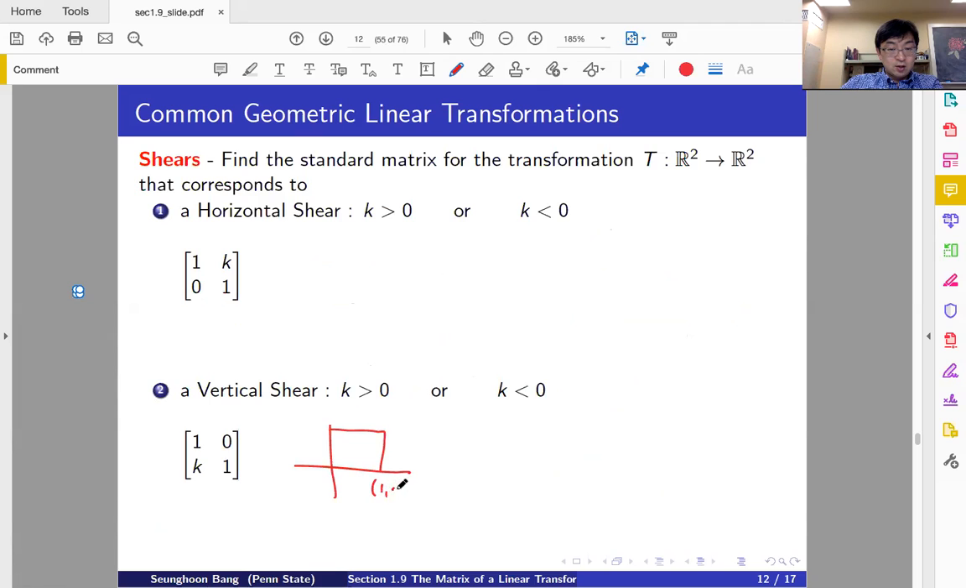This is (1, 0) and (0, 1), a rectangle. This is like a square given. You have to do a vertical shear with k greater than 0. You can push from here to here, like this. What kind of result do we have? We have this one.